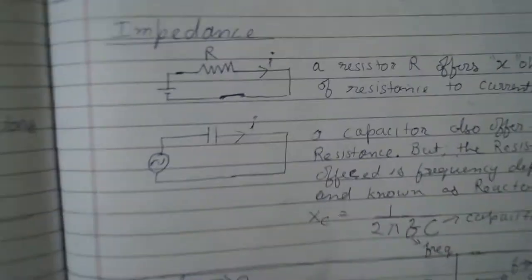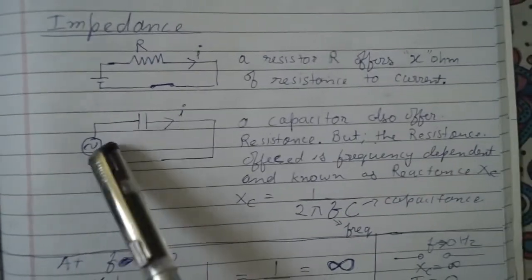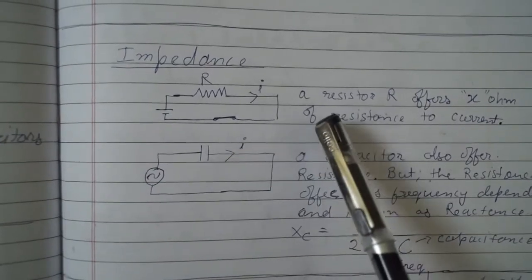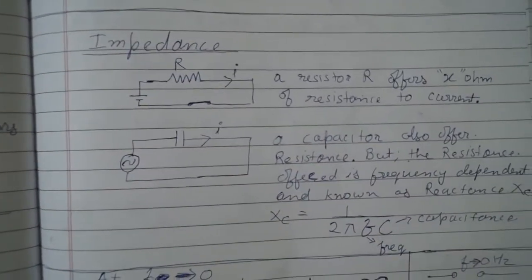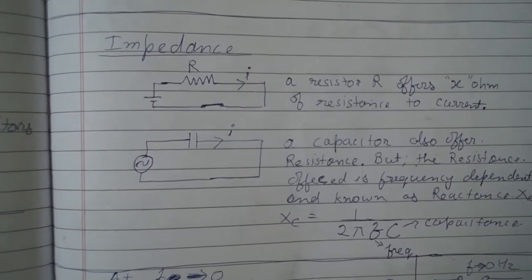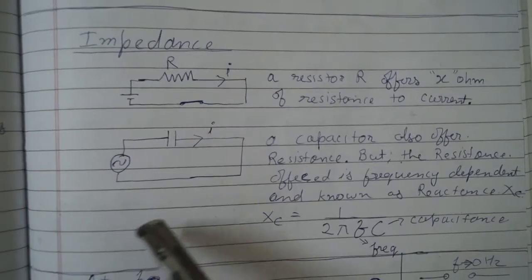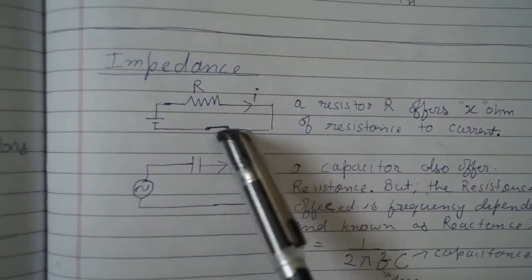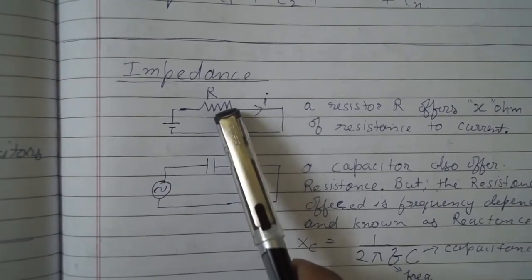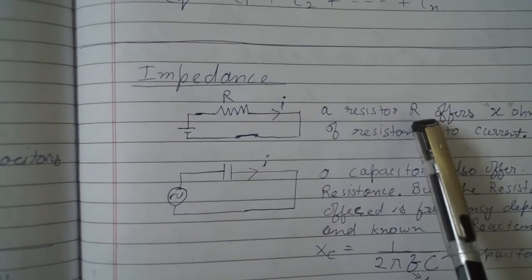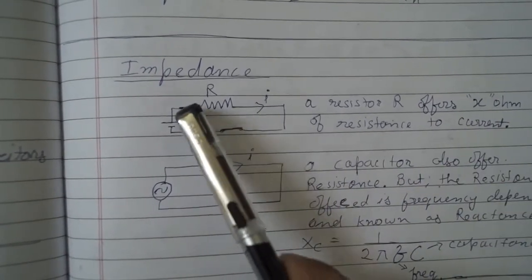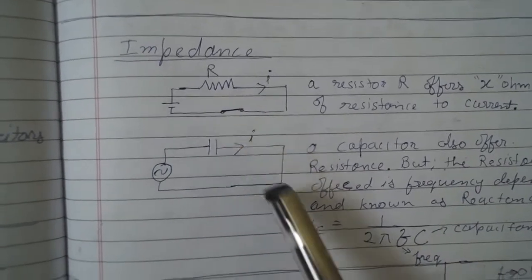Then we are going to understand the basic thing about impedance. Impedance comes in the AC circuit, when we talk about sinusoidal or alternating currents. Here we have an example. We have a battery connected across a resistor. This resistor offers X ohm of resistance to current.